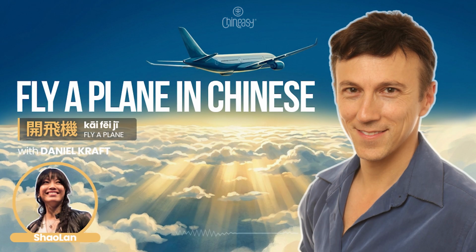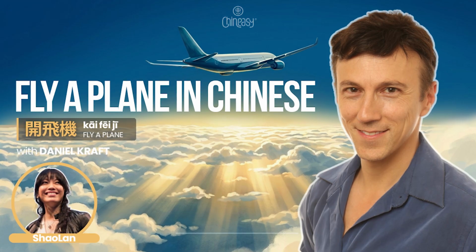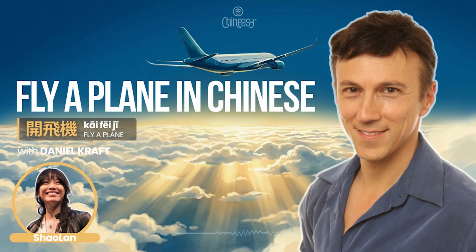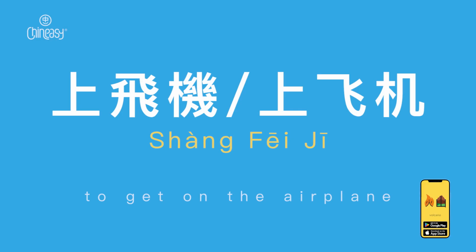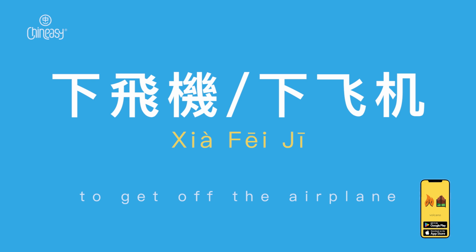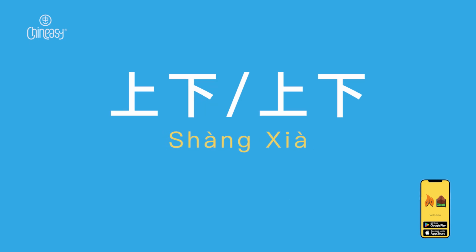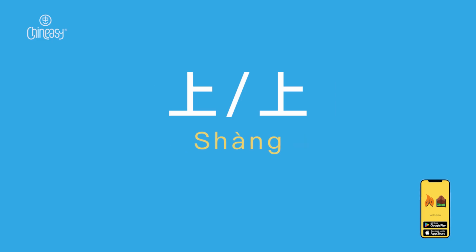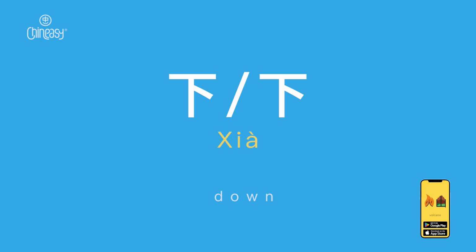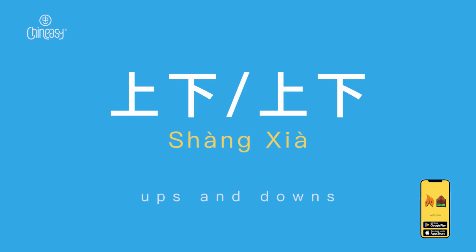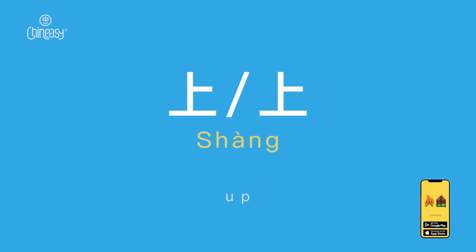Okay. Because most people, they are not like you. They are not pilots. But they do take the airplane. So to say take the airplane, we say 上飞机. 上飞机 to get on the airplane. To get off the airplane is 下飞机. 上 and 下 they both are very useful. 上 is up, 下 is down. So to say ups and downs, we say 上下.